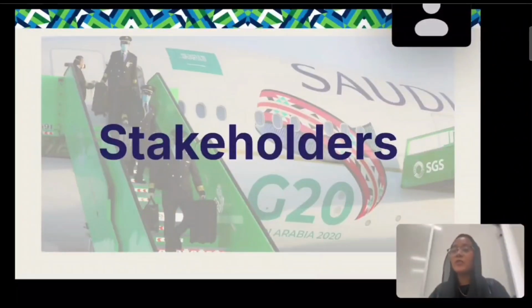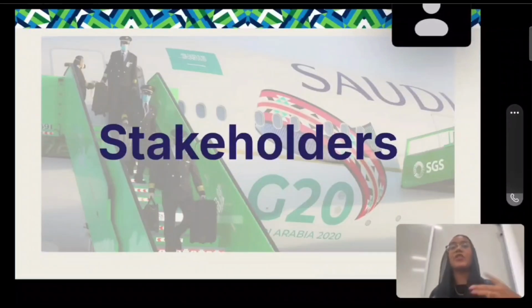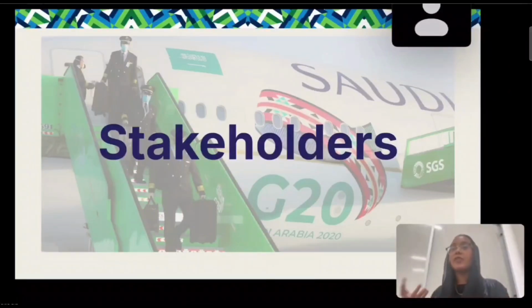Now that we've introduced Saudia Airlines, let's talk about stakeholders. But first, let's define what a stakeholder is. A stakeholder could be either an individual or a group of people that have interest in your company or are affected by the way it performs and its operations. For many businesses, Saudia Airlines included, these stakeholders can be either internal or external, as shown here.